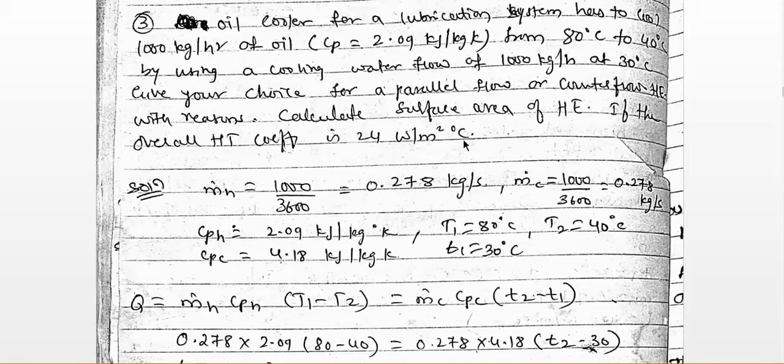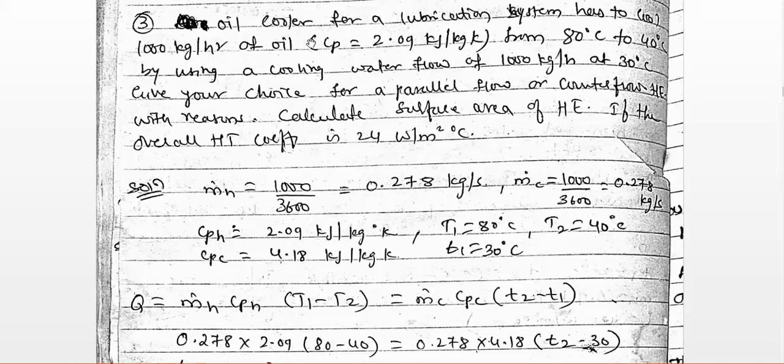Basically there are two fluids, one is the hot fluid and another one is the cold fluid. First we will identify which is the hot fluid and which is the cold fluid. As I told you in the previous problem also, the initial temperature of the hot fluid will be higher, and as it passes through the heat exchanger, its temperature drops. Whereas for the cold fluid, the initial temperature will be less, but as it passes through the heat exchanger, its temperature increases. Now we will try to understand which is the hot fluid and which is the cold fluid in this problem.